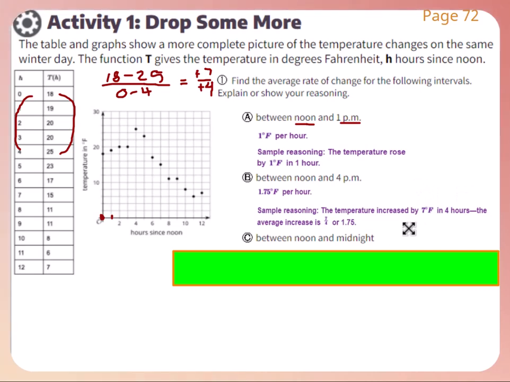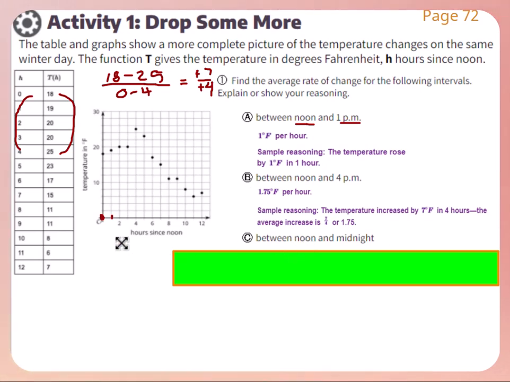Okay, the temperature increased by 7 degrees in 4 hours. The average increase, go ahead and divide 7 by 4, is 1.75. So it's increasing more rapidly between noon and 4. You can see a rapid increase right here.